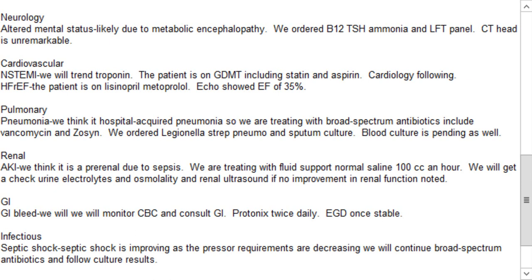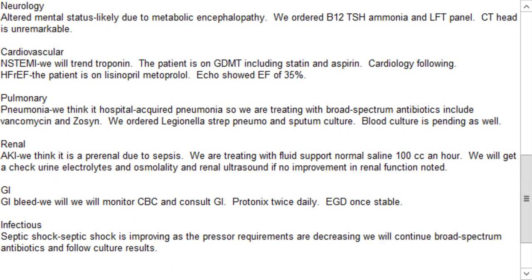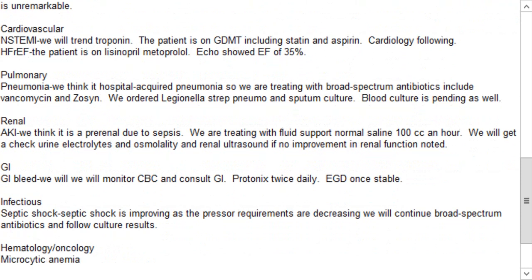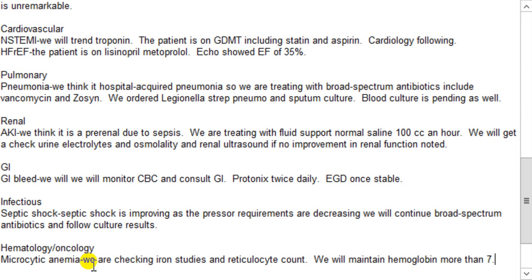Next paragraph, hematology/oncology. Next line, microcytic anemia. Next line, hyphen, we're checking iron studies and reticulocyte count. Will maintain hemoglobin more than 7. It could be due to the GI bleed.